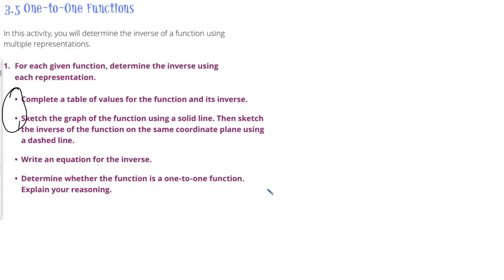So if you're trying to find out if it's a one-to-one function, actually we'll pause here. If it's a one-to-one function, both the function and its inverse are going to be functions. And so I want you to go ahead and sketch the graph of the function using the solid line, then graph the inverse. And then I want you to try to come up with the equation of the inverse and determine if it is a one-to-one. So in other words, are both the original and the inverse functions. This is your homework for tonight.